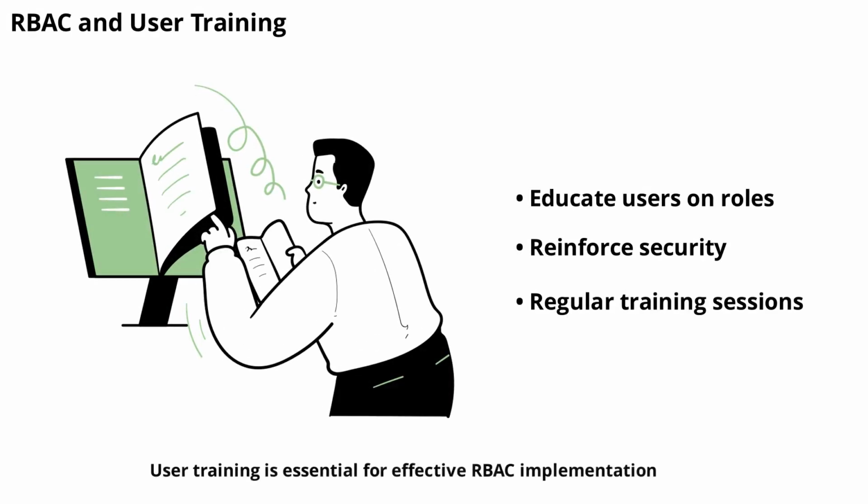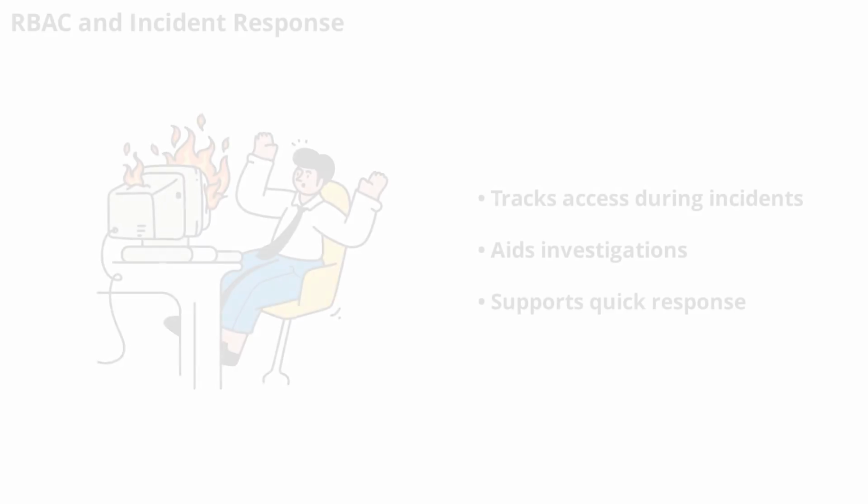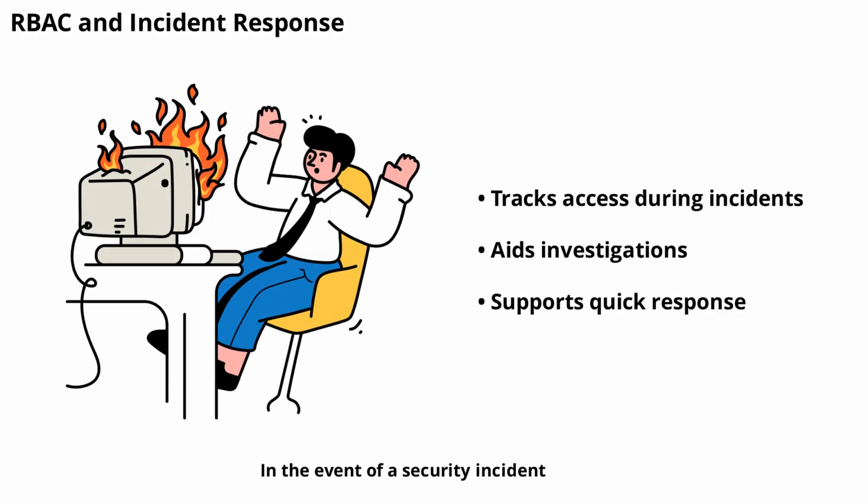User training is essential for effective RBAC implementation. Employees should understand their roles and the importance of security. Regular training sessions help reinforce best practices and keep everyone informed about changes in access policies. In the event of a security incident, RBAC makes it easier to identify who had access to what data. This information is invaluable for investigating breaches and taking corrective action quickly.